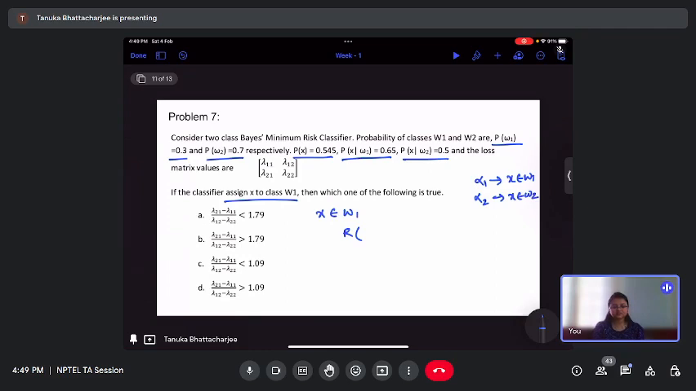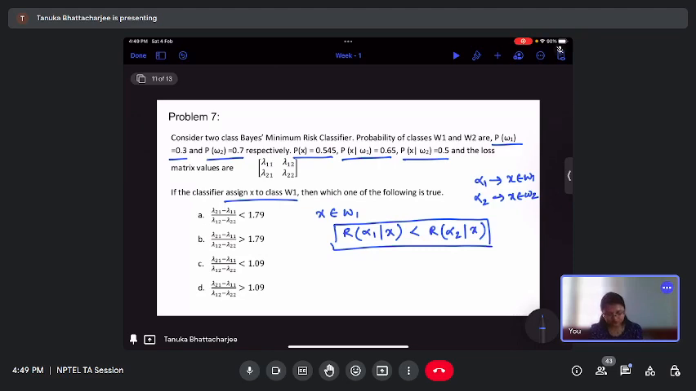If you are taking the first action, alpha 1, that means the risk of taking that action given your feature value x is less than the risk of taking the other action given your feature vector. If that is the condition, then according to Bayes minimum risk classifier, you take the action alpha 1, which is x element of omega 1. Here the classifier has assigned x to class omega 1, so this relation must hold. We will have to compute these risks to get at the final inequality that we need to check.